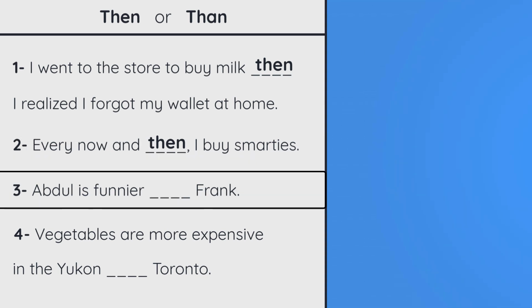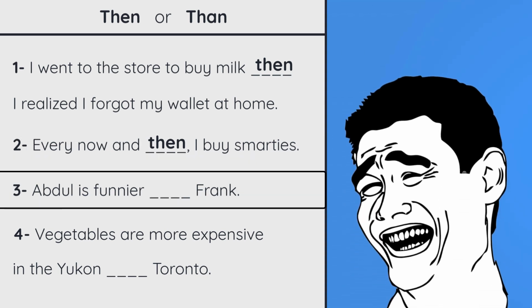Number three: Abdul is funnier blank Frank. Which one do you think it is? Abdul is funnier than Frank. In this case, our clue is the er. We are comparing things. We are comparing Abdul to Frank. So we know it must be than.